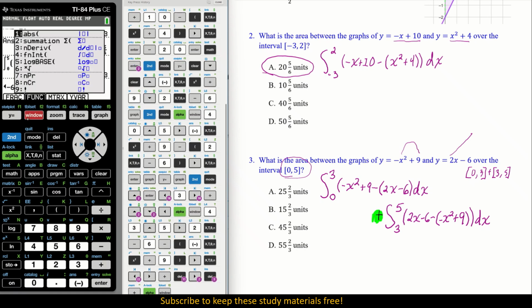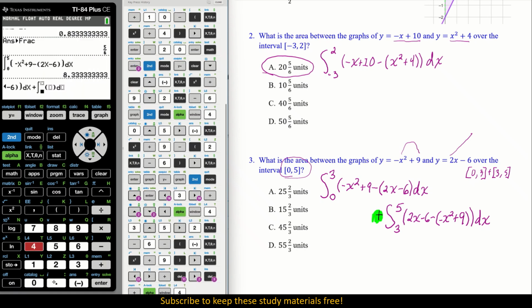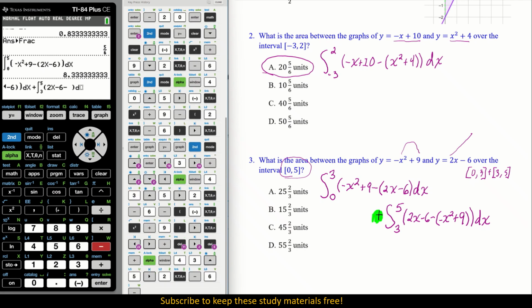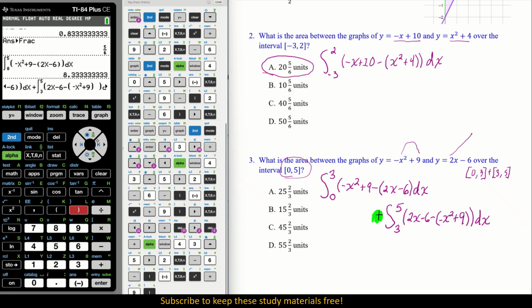Okay, let me go do it again. Doesn't hurt to see it again. Okay, now I go to 3, and I have 5. Now I have 2x minus 6 minus parentheses negative x, square that. Now I add my 9, close my parentheses. So, and then go back in, and I put in my x for my dx because that's what we're using to integrate. Okay, now I have it all in correctly.